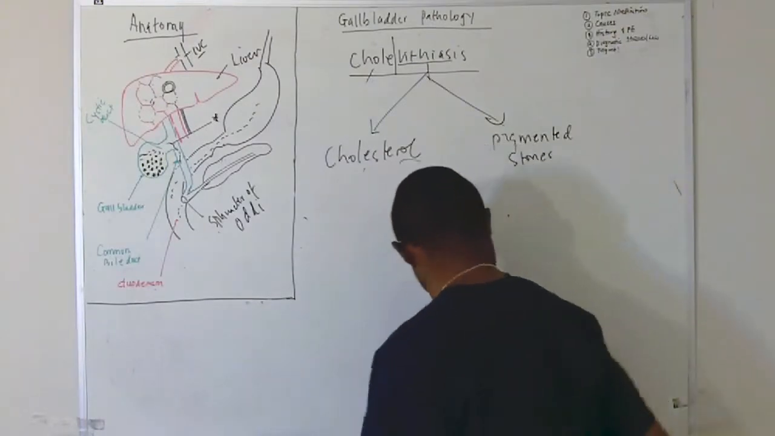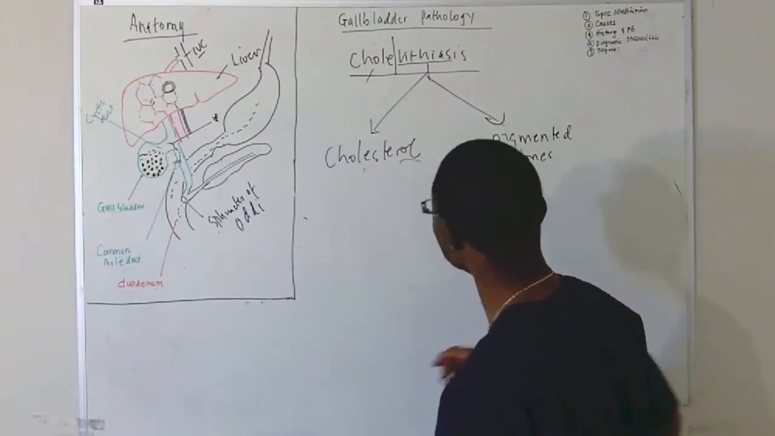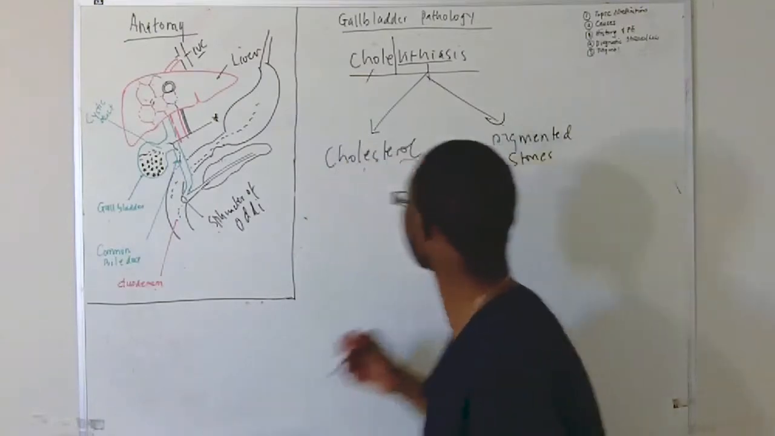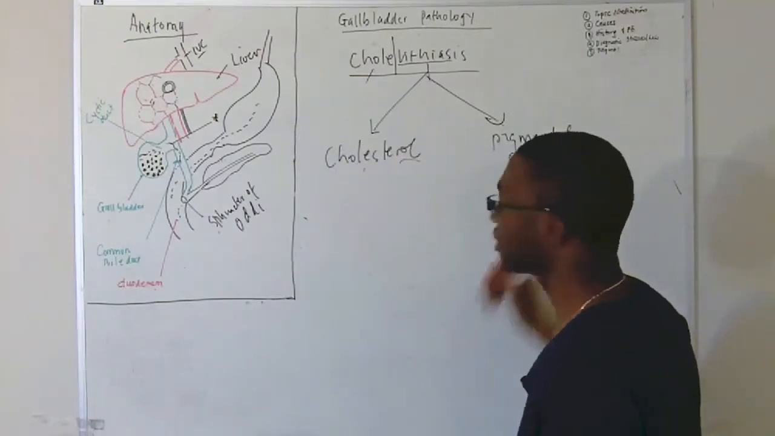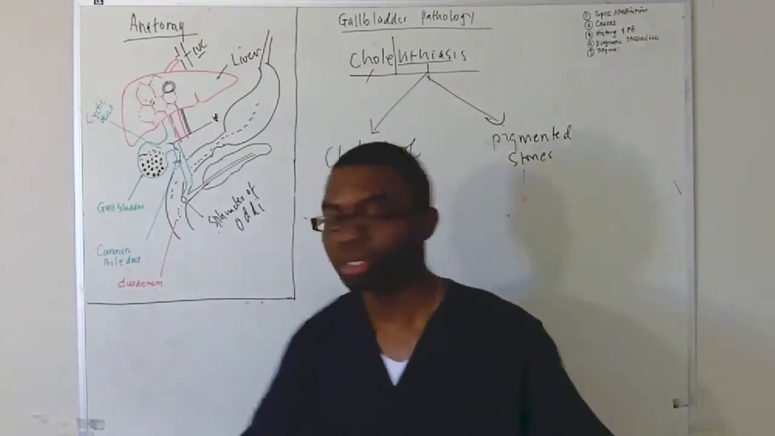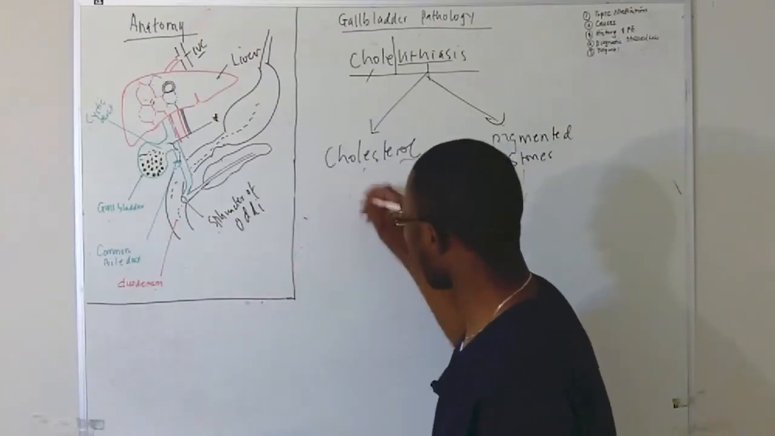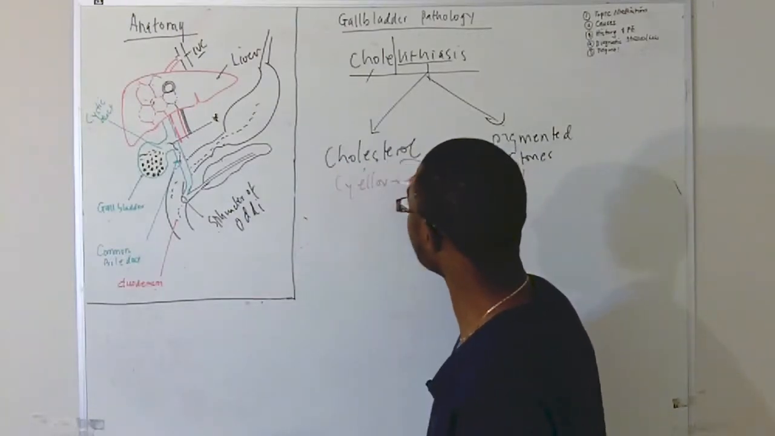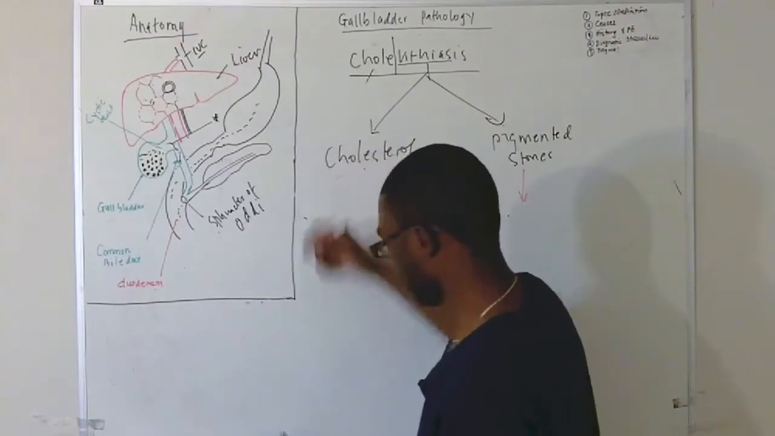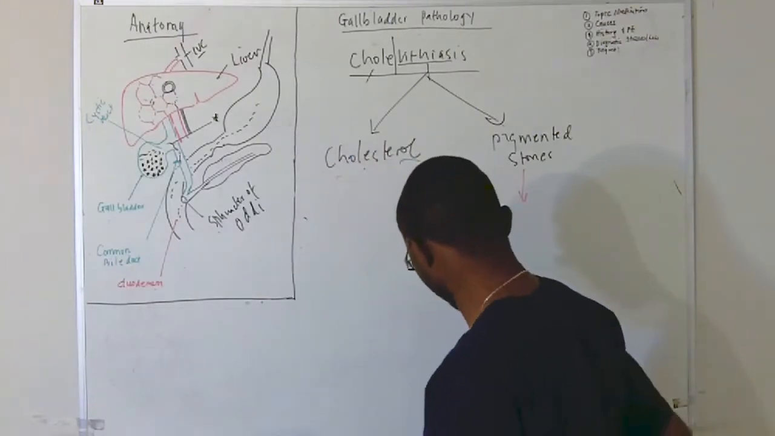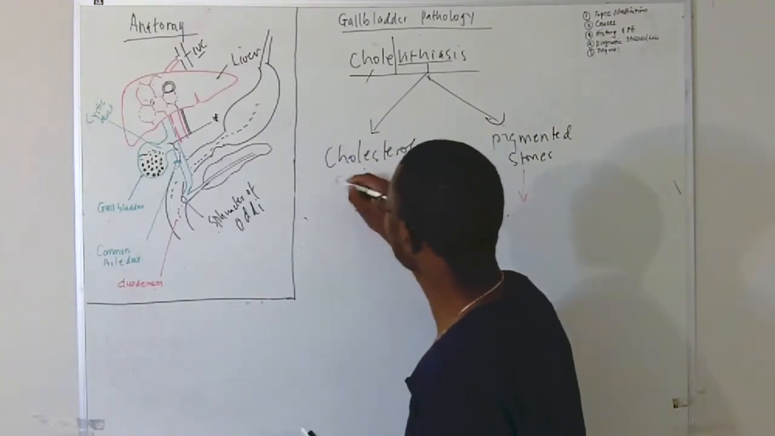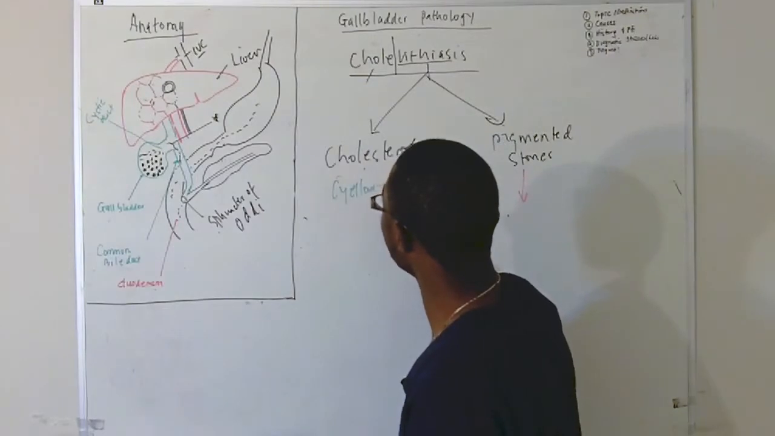I love pigmented stones. You know why? You don't get them often. And when you do, you probably figure out where they're coming from. Pigmented stones, right? They're pigment. They're colored. Cholesterol stones are yellow-green in color. So, kind of yellow, green.